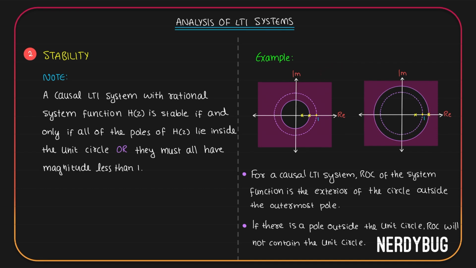Let us take this case. Here all the poles are inside the unit circle. Therefore, when we take the ROC to be the exterior of the circle that is outside the outermost pole, it is going to include the unit circle as well. So we can conclude this is the ROC of a stable system and this is the ROC of an unstable system. So for a causal LTI system with rational system function to be also stable, all of its poles should be inside the unit circle or they should all have magnitude less than 1.